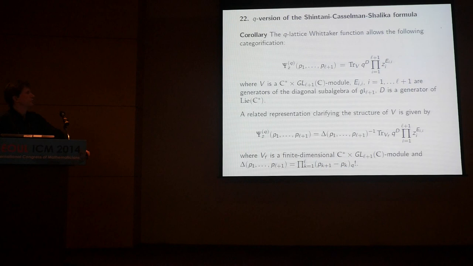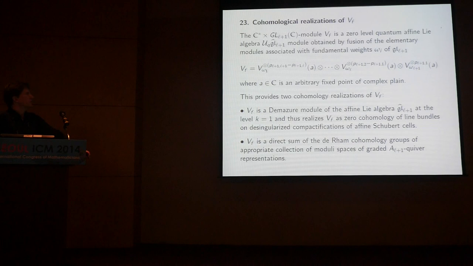So what is the structure of this? Let me start with the modified case. Index f means that this vector space is finite. It can be identified with a zero-level quantum affine Lie algebra model obtained by fusion of elementary modules. And again, this provides two cohomological realizations of this vector space.